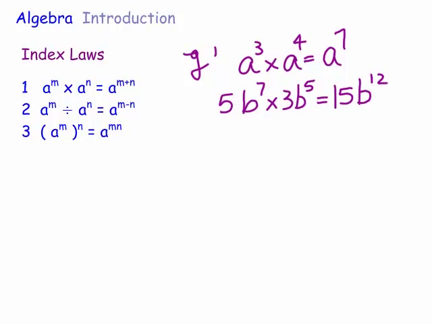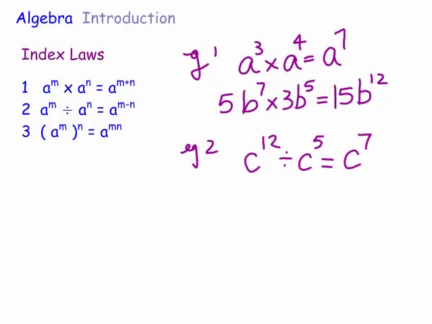Okay, so let's have a look at index law number 2. Let's start with c. So say I had c to the 12 divided by c to the 5. The letters are the same, and I can just, using index law number 2, subtract those. Hopefully we can see that's going to be c to the 12 minus 5.